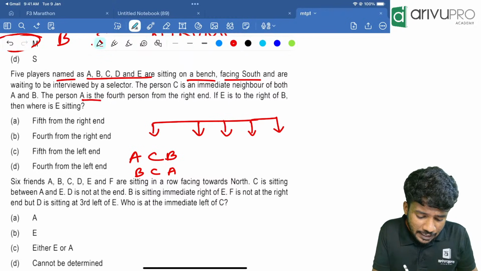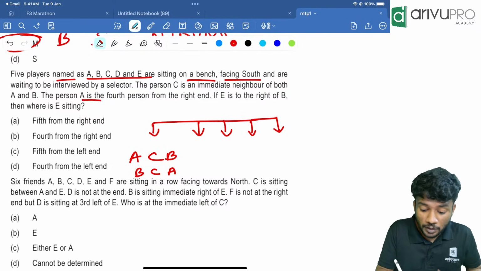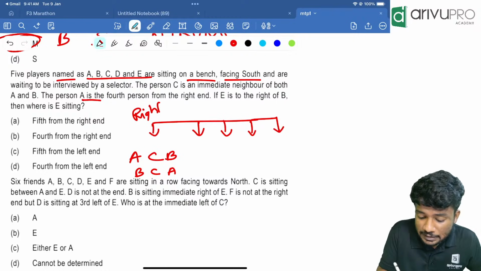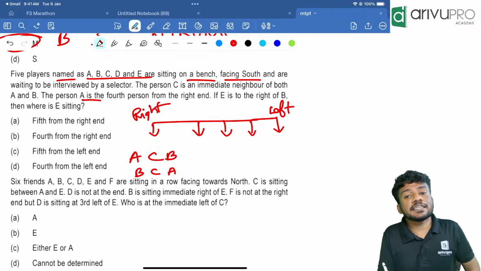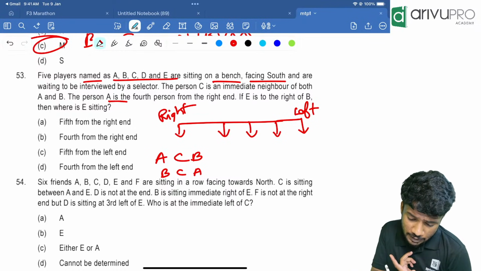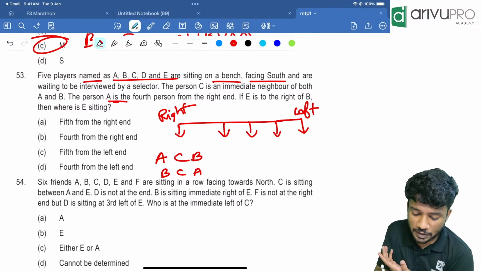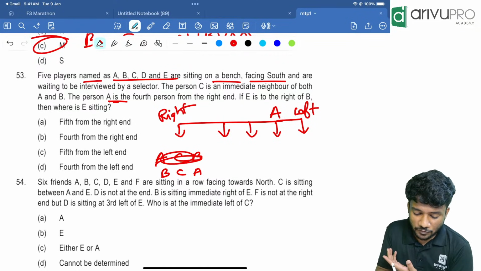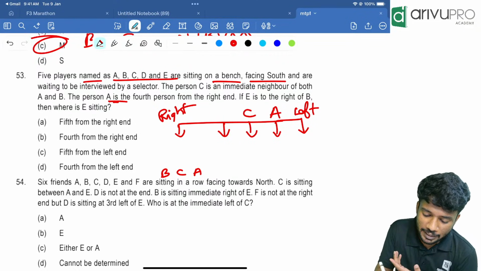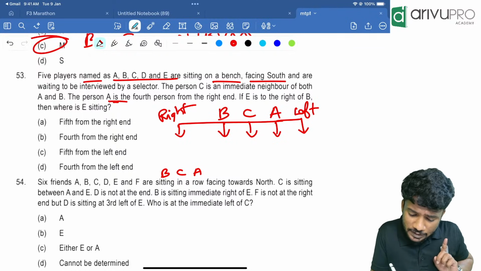Then what is given down? The person A is 4th from the right end. So they are looking towards south, so this is right and this is left. That is the keyword over here. Now you tell me. Who is sitting 4th from the right end? Where is it given? A is 4th from the right end, means A should be here. That means the first possibility is not possible. B, C, A. That is the way. Then what is given? E is right of B.